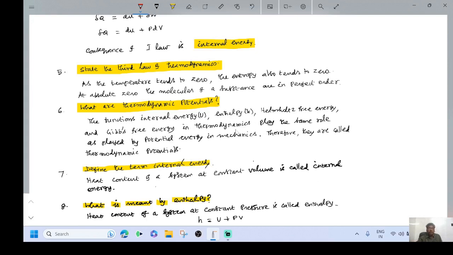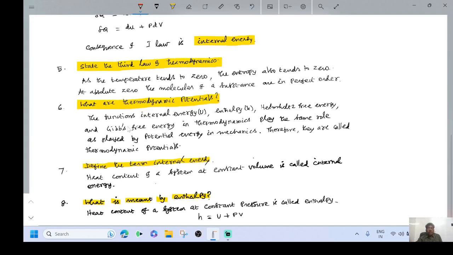What are thermodynamic potentials? The functions internal energy, enthalpy, Helmholtz free energy and Gibbs free energy in thermodynamics play the same role as played by potential energy in mechanics. Therefore, they are called thermodynamic potentials. Define the term internal energy. Heat content of a system at constant volume is called internal energy, whereas the heat content of a system at constant pressure is called enthalpy, H equal to U plus PV.